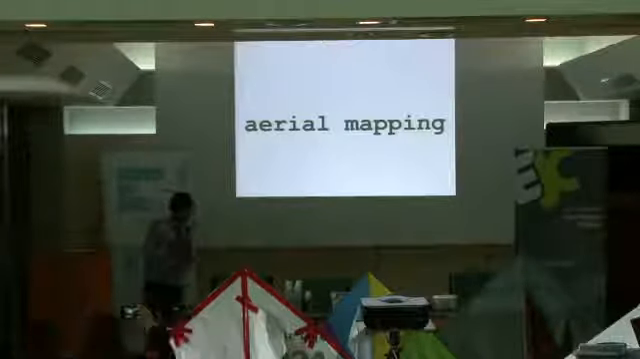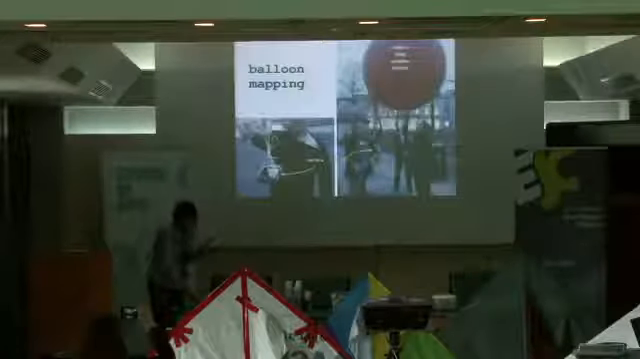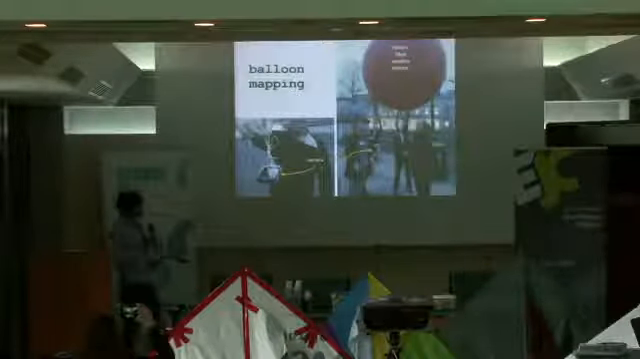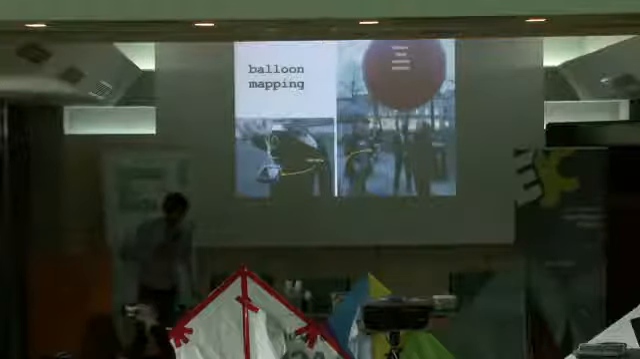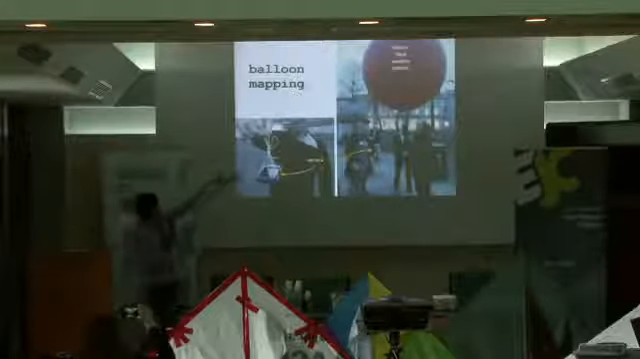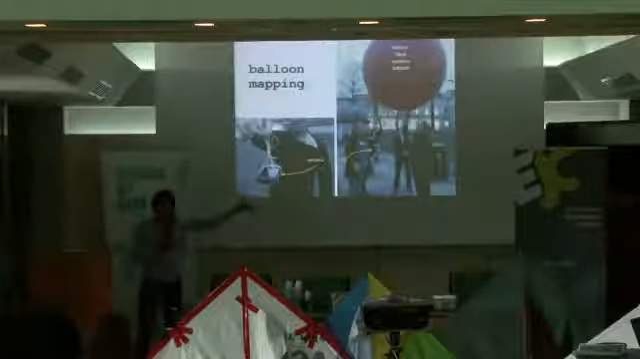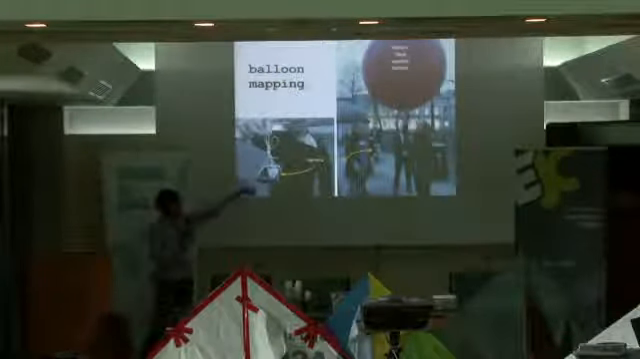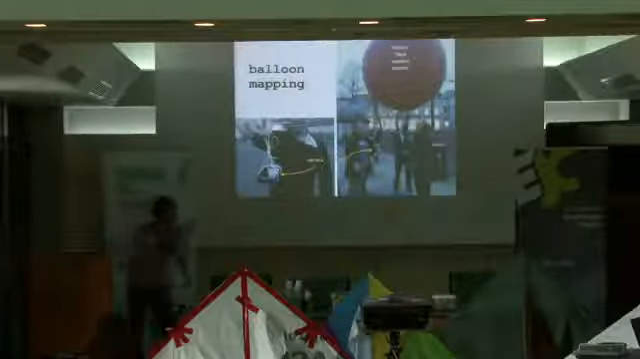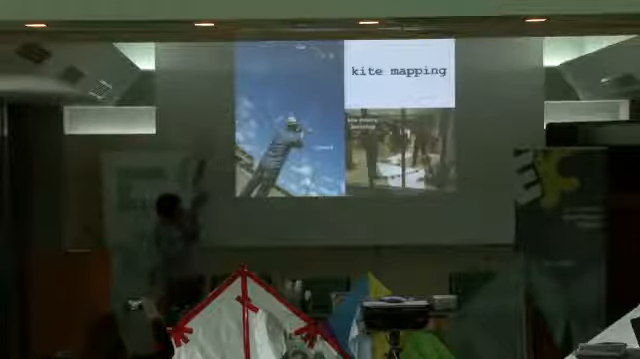Okay, so let's talk about aerial mapping. We can do balloon mapping, and that is, you basically take a helium balloon, you fill it up with helium, and you attach a camera, and you send it up. Or you can use kites, and again, you attach the camera, and you send it up. What do you send up?